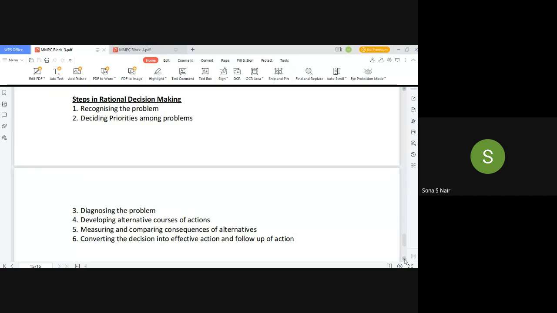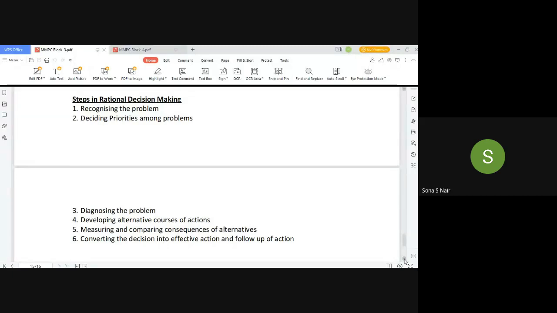Now, we were talking about decision making, and we're talking about rational decision making now. And we have taken that concept from the bounded rationality model. This is basically the process which is followed while taking a decision. Sometimes all these steps are not there. You might skip a step, possibly. But yes, in general, these are the steps which are taken in the rational decision making model. One is recognizing the problem, second, deciding priorities among problems. Third, diagnosing the problem, developing alternative courses of action, measuring and comparing consequences of alternatives, and converting the decision into effective action and follow-up. We would look at these steps with an example.